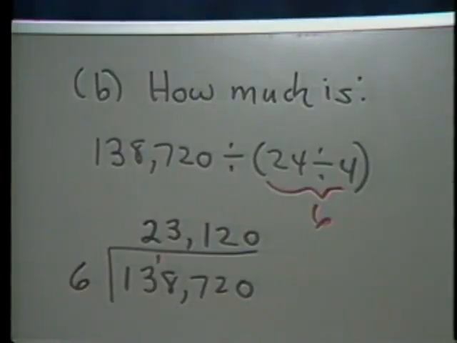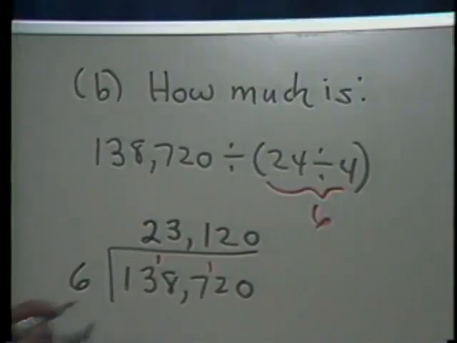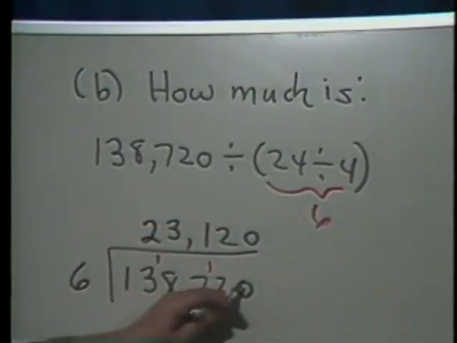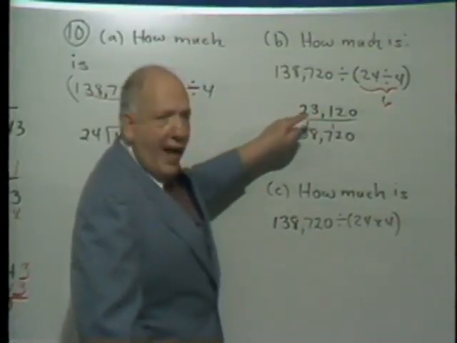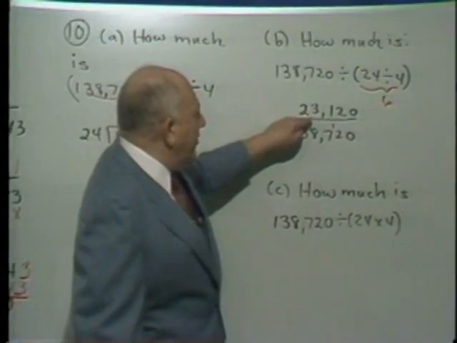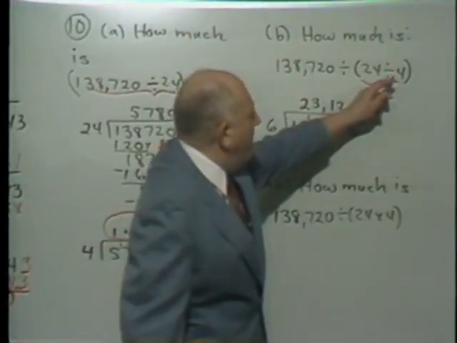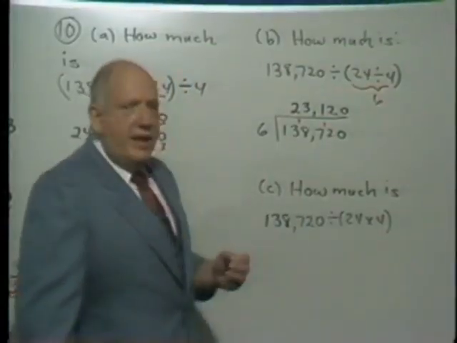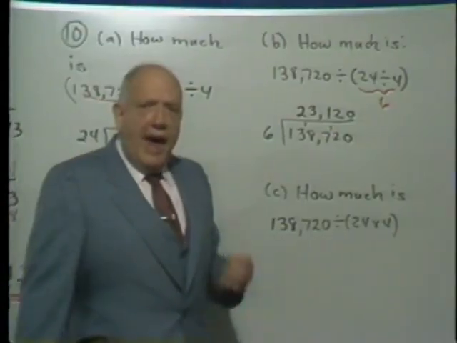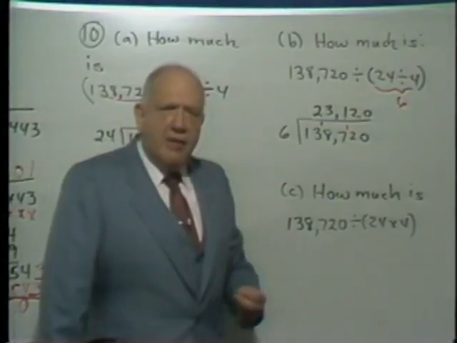6 goes into 13 twice with a remainder of 1. 6 goes into 18 3 times with no remainder. 6 goes into 7 once with a remainder of 1. 6 goes into 12 twice with no remainder. 6 goes into 0 0 times. In other words, now the answer is no longer 1,445. It's 23,120. Because you see, by dividing the 24 by the 4, the final division is being done by a smaller number. Here's the thing I'm trying to point out to you. A and B may look alike, but those parentheses, that voice inflection, makes a big difference.